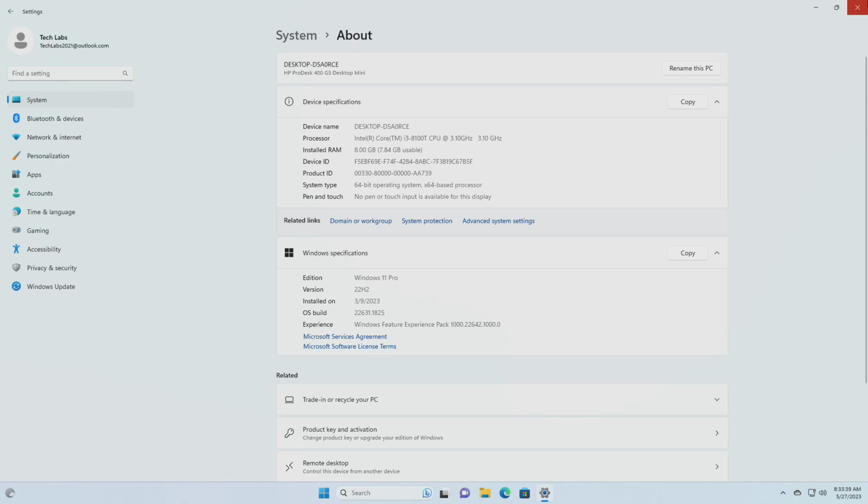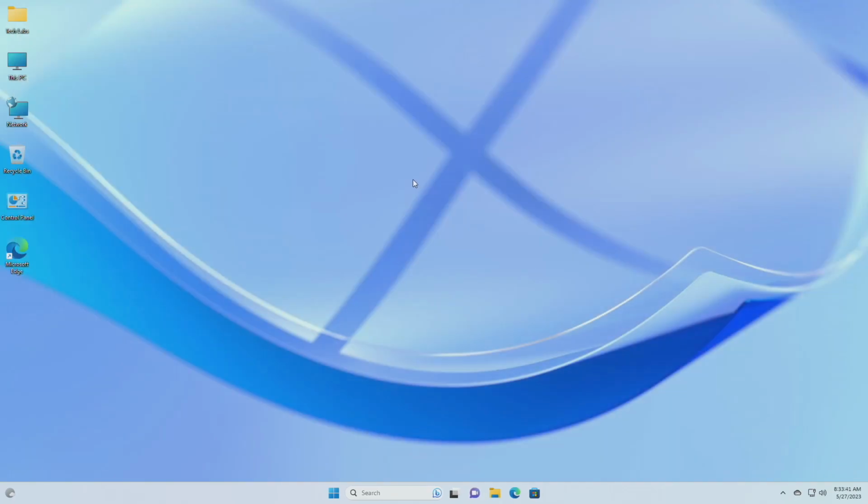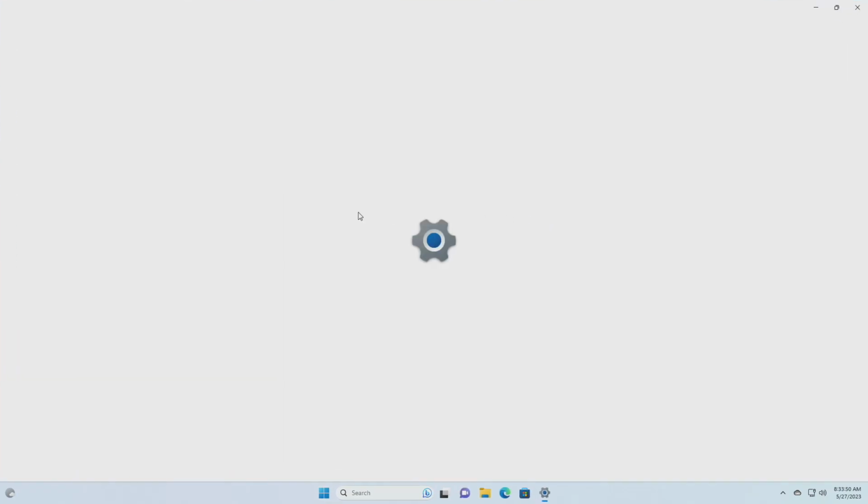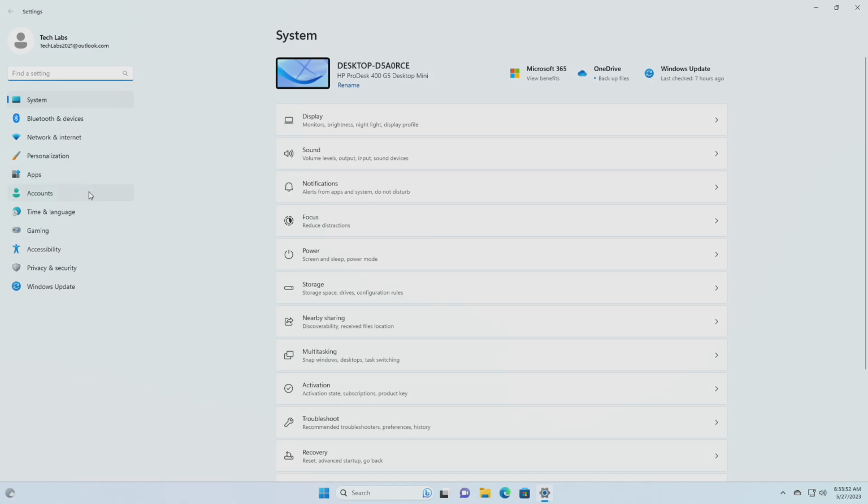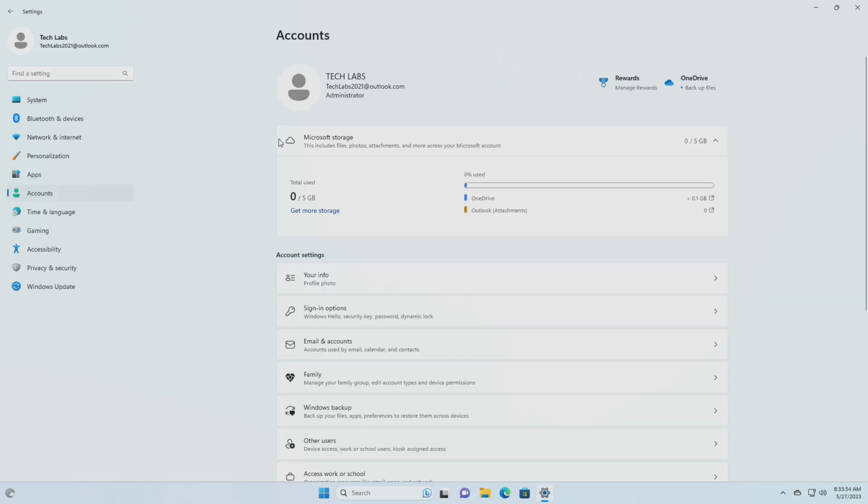Starting with this build, and talking about fixes for both build 22621.1825 and build 22631.1825: This update provides the full amount of storage capacity of all your OneDrive subscriptions. It also displays the total storage on the Accounts page in the Settings app.